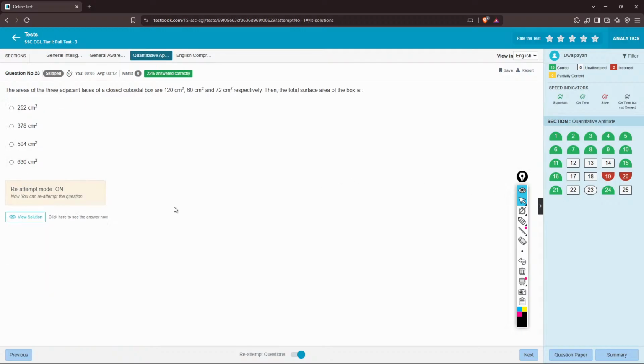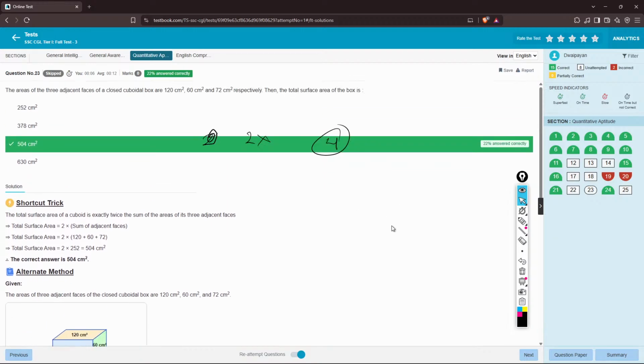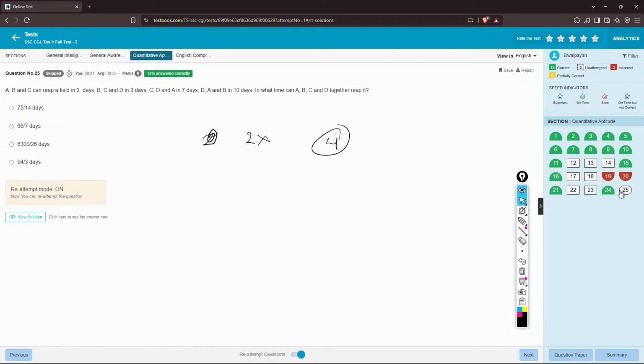Then I got this one, total surface area of the box, 3 adjacent face. Total surface area is so 2 times. So 4 will follow. Only this is 4 at the end. It could have been done at the last moment. I skipped it.